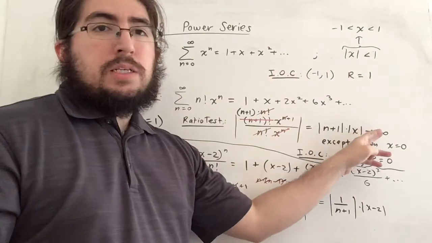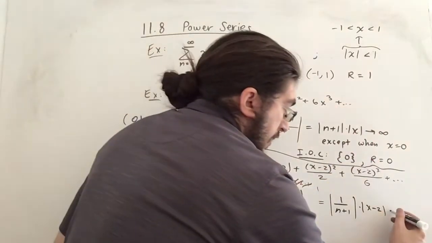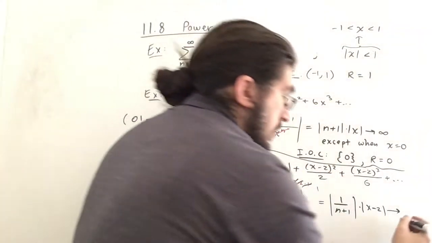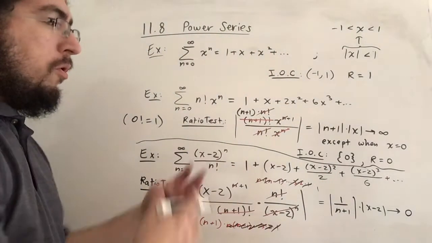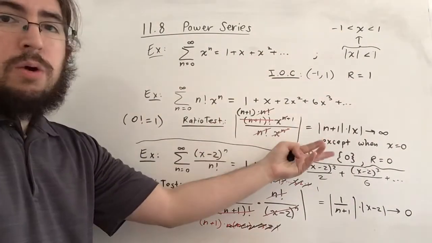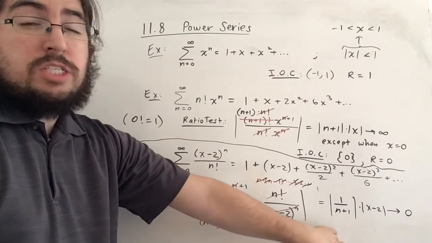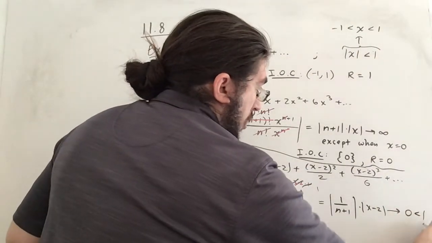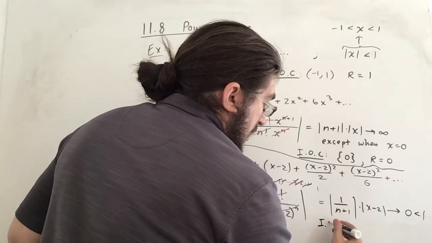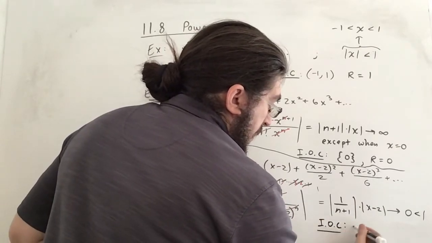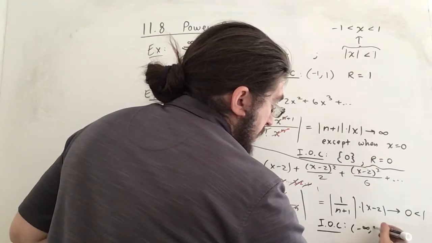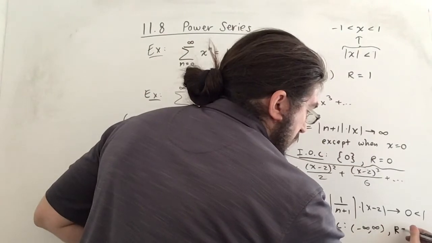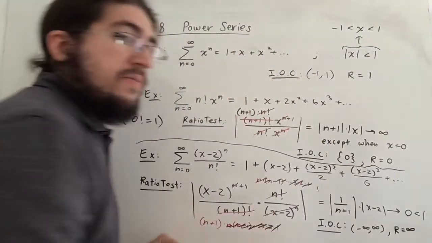Here, this went to infinity, but here, as n goes to infinity, this limit actually goes to 0 no matter what x is. So these are kind of polar opposites in the sense that here this only converges when x was 0, here this converges no matter what x is actually. So this is always less than 1 for all x's. So in this case, the interval of convergence is negative infinity to infinity. And here when this happens, we actually say that the radius of convergence is then just infinity.